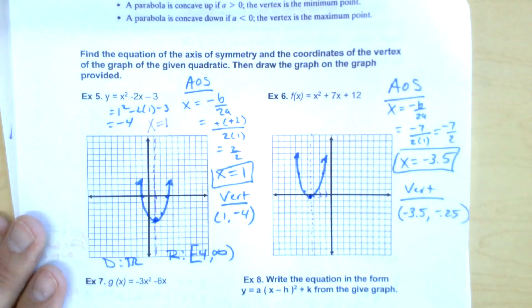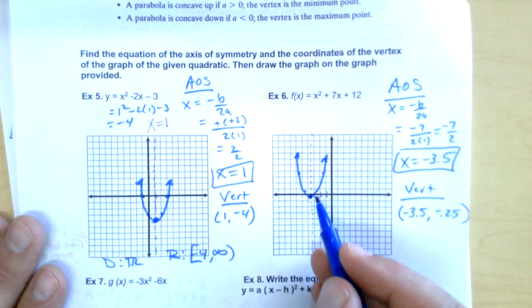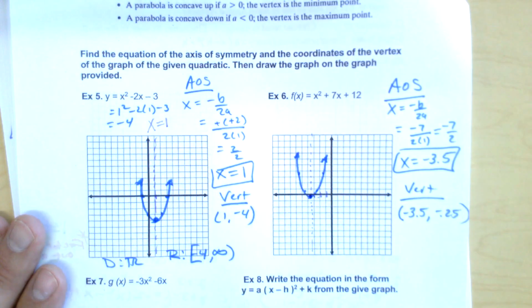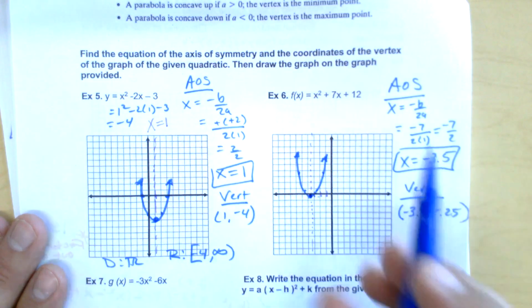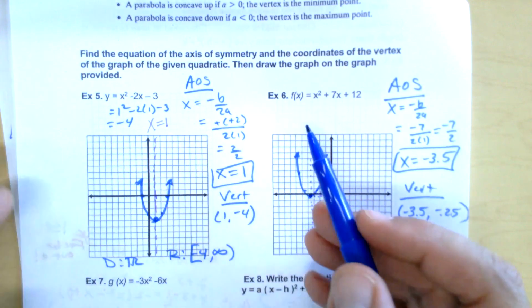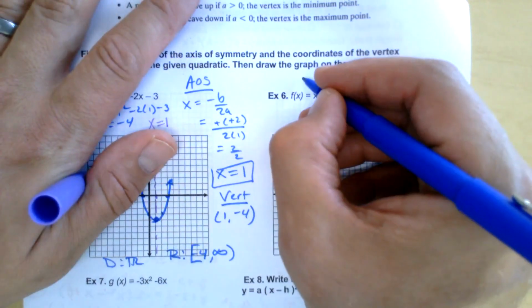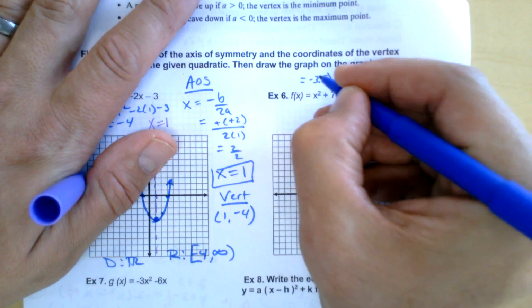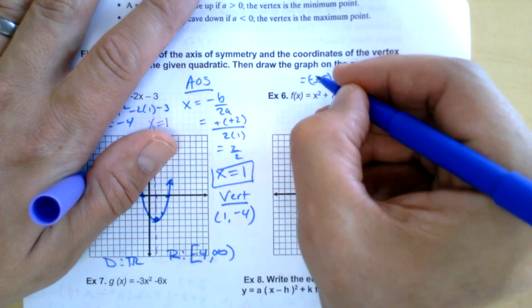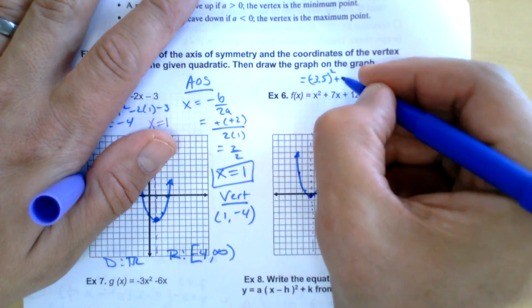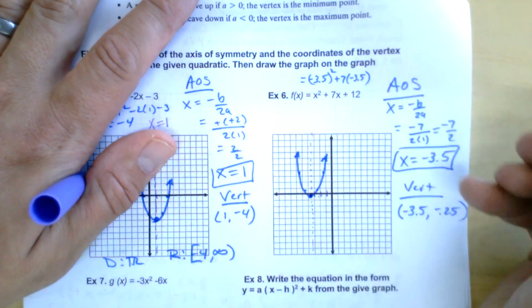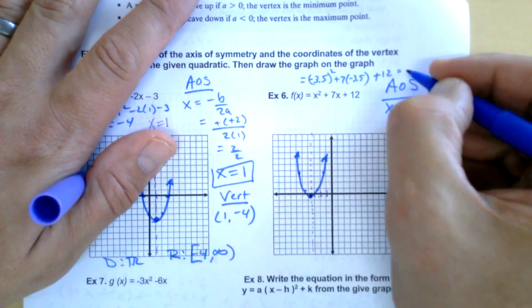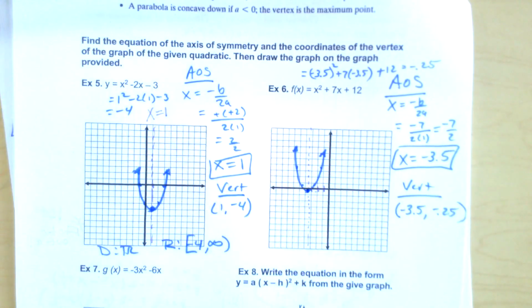Okay, if you need to, you can make a table. You could plug in some values. If you wanted to, you could plug in negative 3 and negative 2 and see what you get, if you're looking to help yourselves out. Okay, so again, all I did was plug this in right here. Again, if you need to see that: negative 3.5 squared, plus 7 times negative 3.5, and then plus 12, and you should get negative 0.25. Okay. All right.